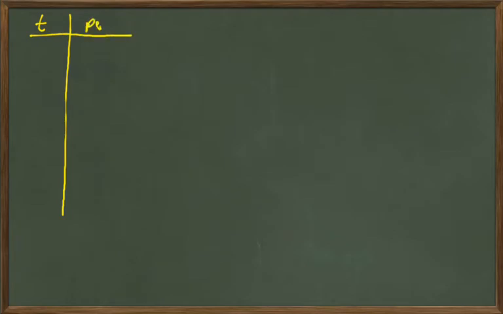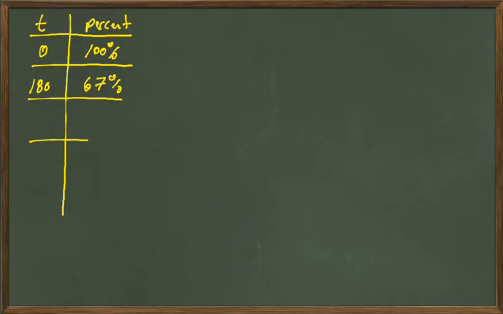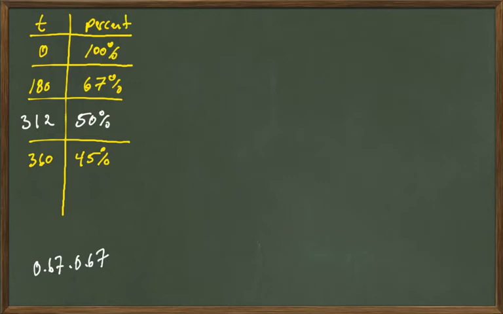So here I'll set up a little table here. If we start out at the beginning, we have 100%, or 1. After 180 days, we have 67%. And then after 360 days, we're going to have 67% of 67%. So that's 0.67 times 0.67, which is about 45%. The half-life was about 312, and that's when we have 50% left. So this seems to be consistent with what we got going on here.